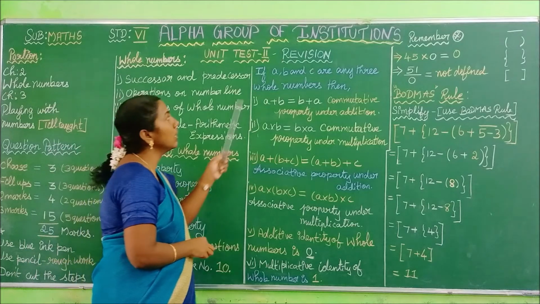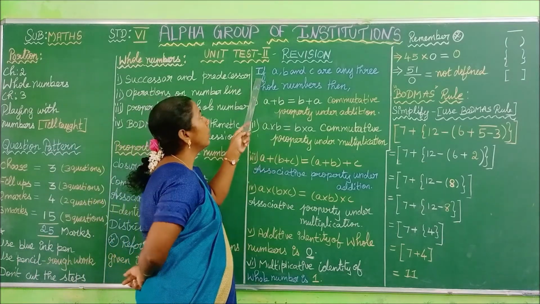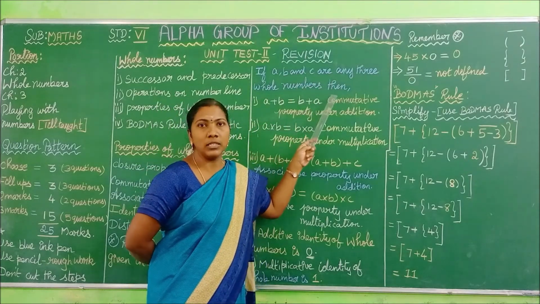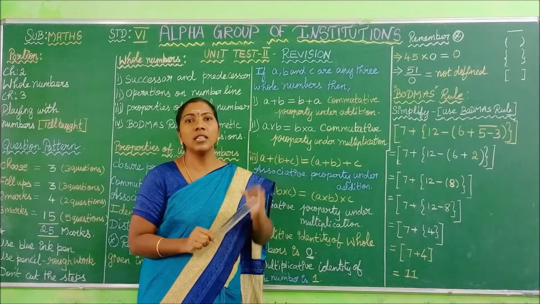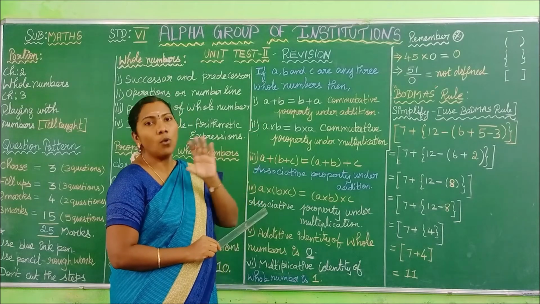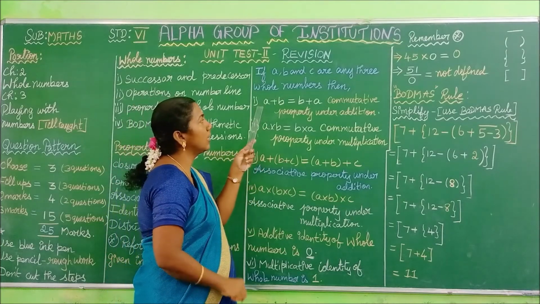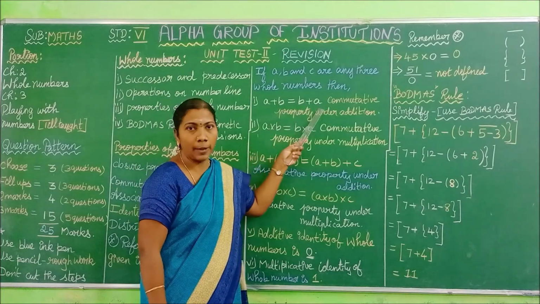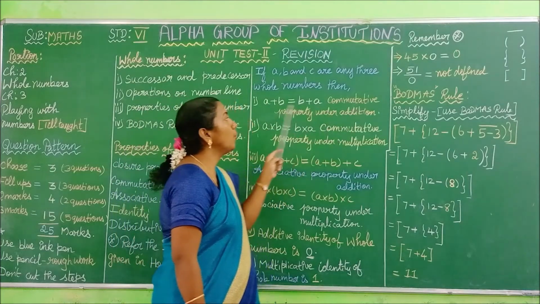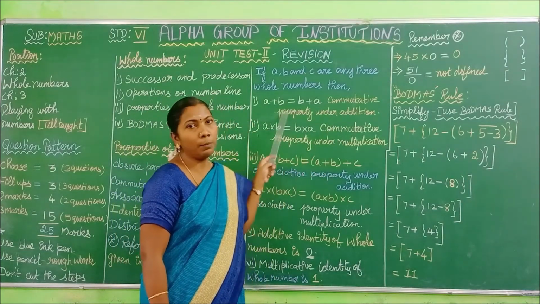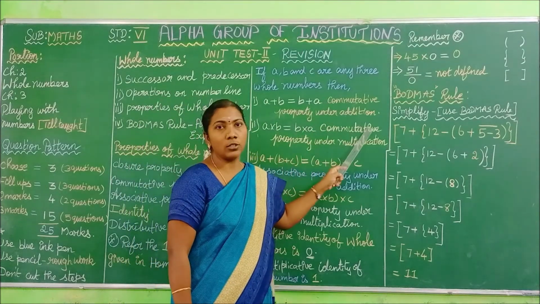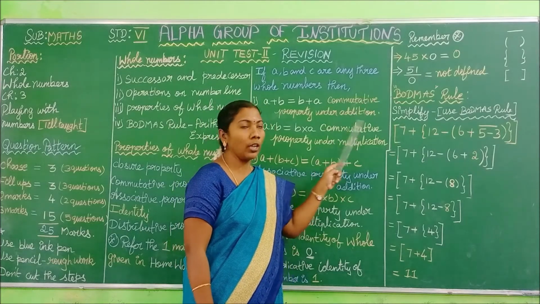Next we are going to see the commutative property. See here children, if A, B and C are any 3 whole numbers, for these 3 whole numbers we give the relation like this: A plus B equals B plus A. What is the name of this property? The name of this property is commutative property under addition. In your question paper, the question will come: they give the relation and ask for the property as dash property under dash. So you have to write commutative, addition.